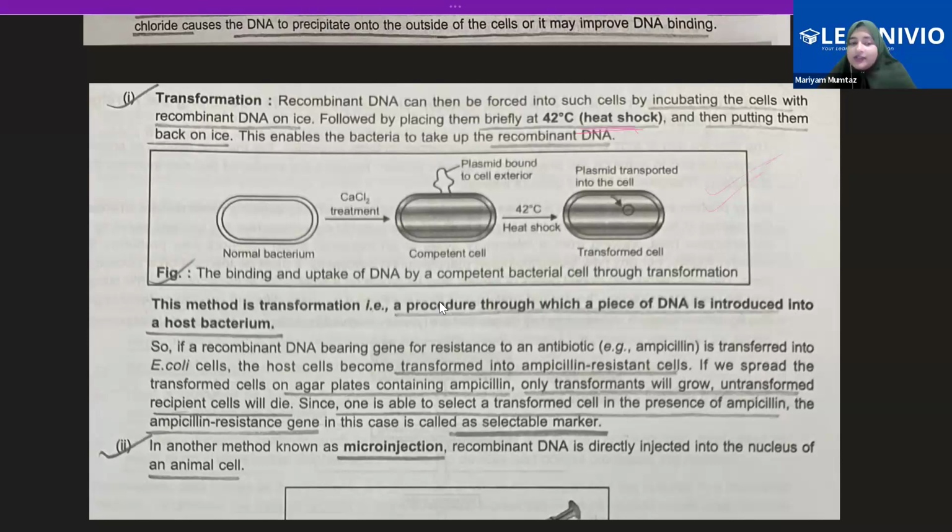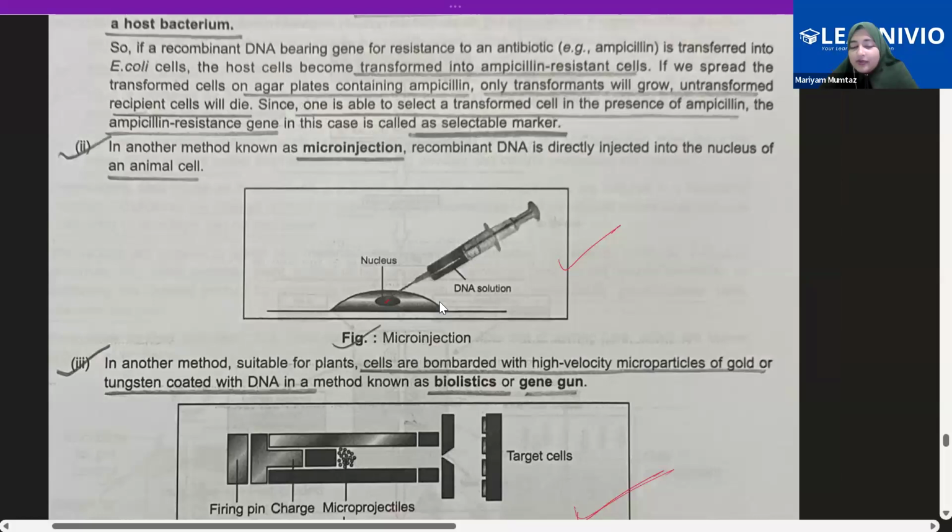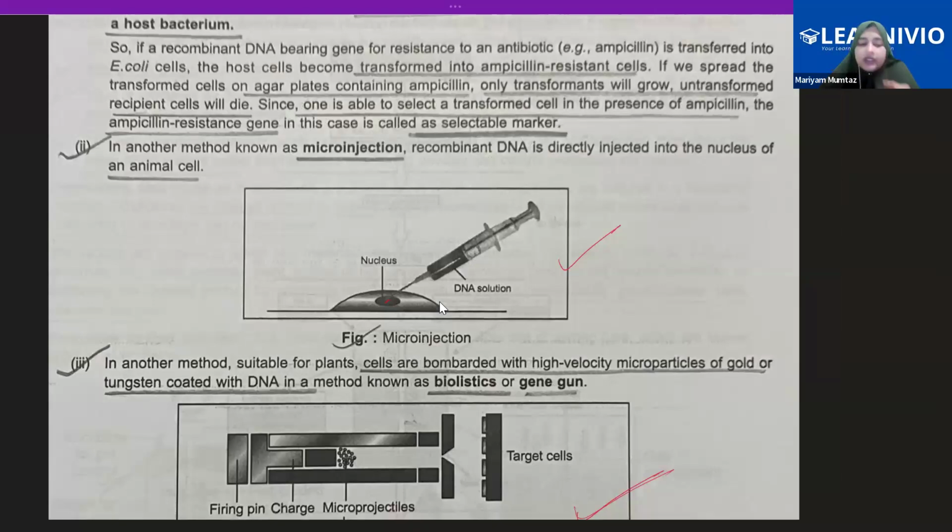Then another method is called microinjection. Microinjection is the process wherein the cell is held in place with the help of a pipette, and then with the help of a microinjection needle, the gene of interest or the recombinant DNA is injected directly into the animal cell. This is specifically for the animal cell.